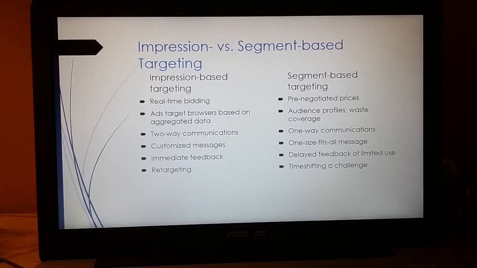Segment based, generally speaking, is one way communication. It's the traditional type of marketing communication, where there are pre-negotiated prices that are set, and it's just based on larger demographic and psychographic profiles.